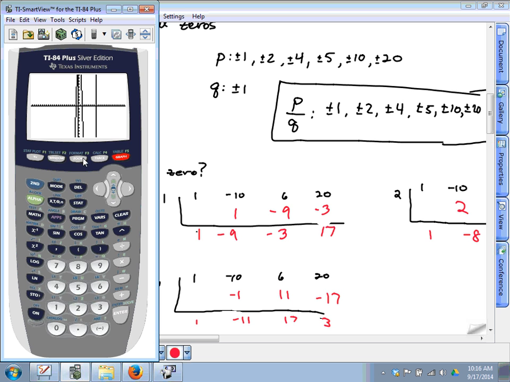So I'm going to show you a couple of tricks. Everybody hit the zoom button for me real quick. There are a lot of options here. One in particular that I like to use is called ZBox. It stands for Zoom Box. Hit enter on Zoom Box. You see that little blinking cursor right on the origin? Move that up and over to about right there. That's good. Now hit enter.